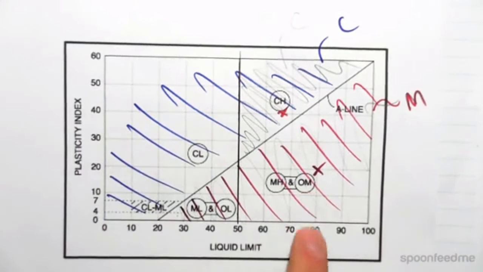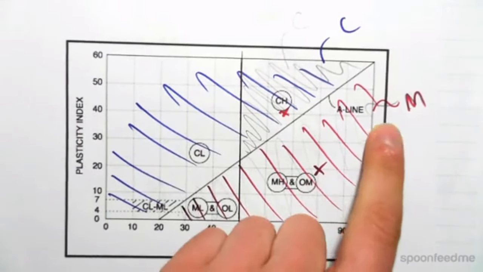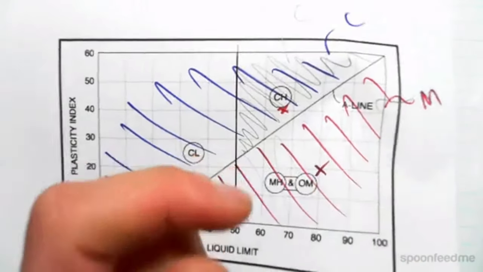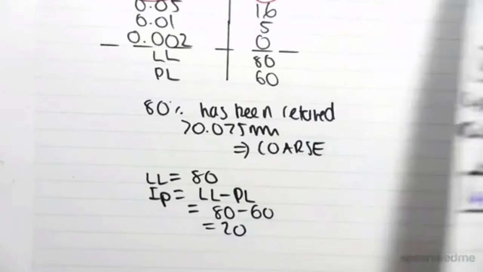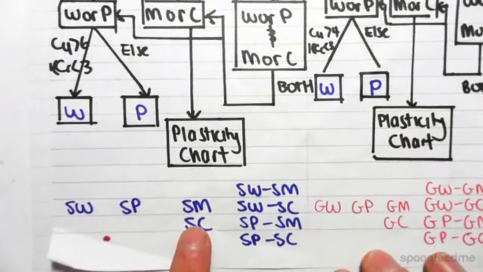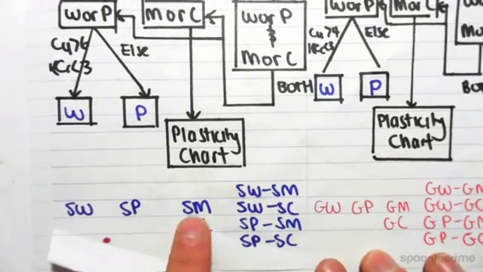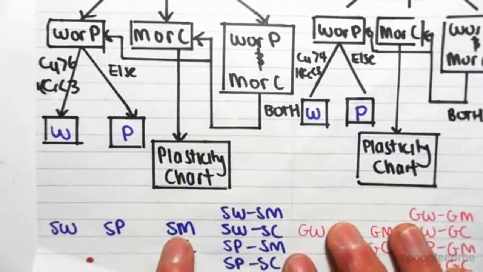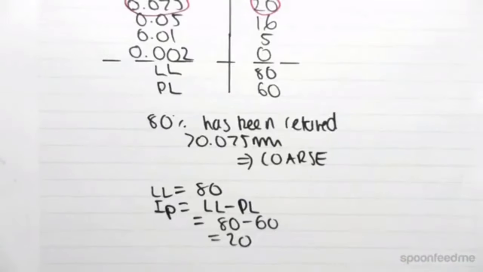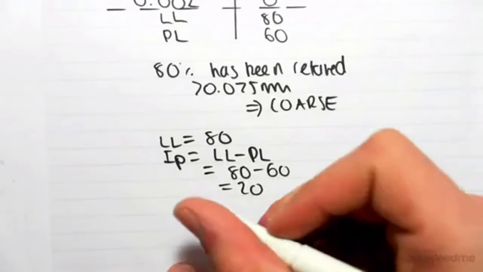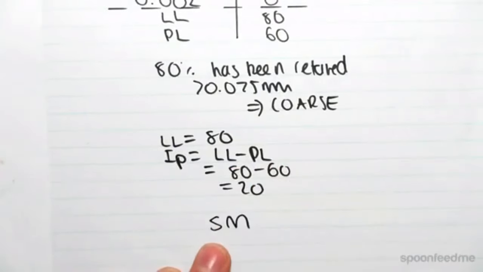So because we were at a point 80, 20, we would just take an M, which means that we can now define our soil, because we've taken an M, as an SM. So we have a sand and an M. Okay, so we can say that our soil is defined as an SM.